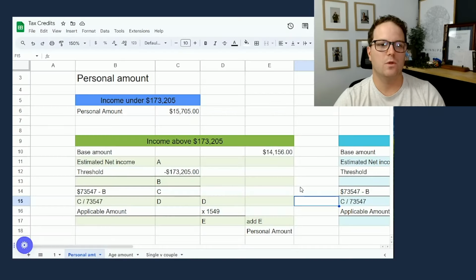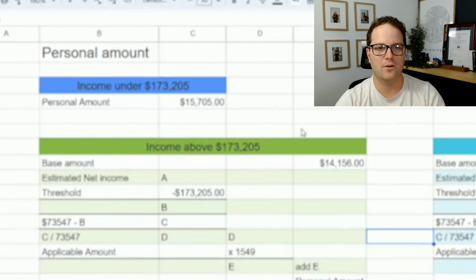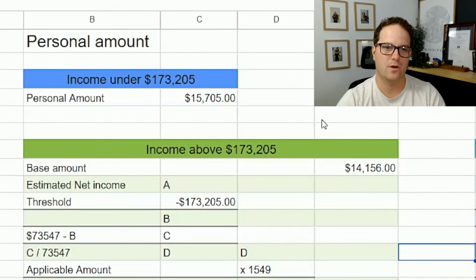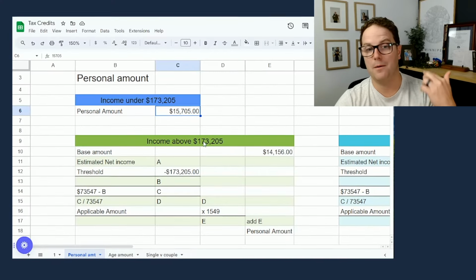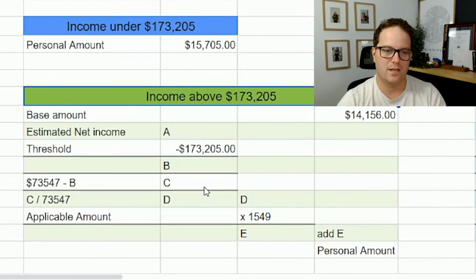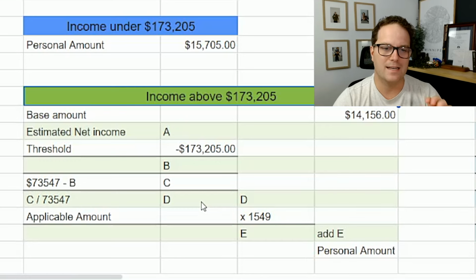So let's start by jumping into that calculation. Like I mentioned, for anyone who has income under $173,205, the personal amount is $15,705. But for those of you that have income above, there is this calculation, which like I mentioned before, I find unnecessarily complicated. Let's go through it.